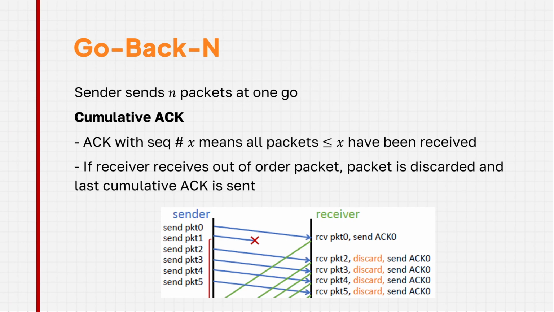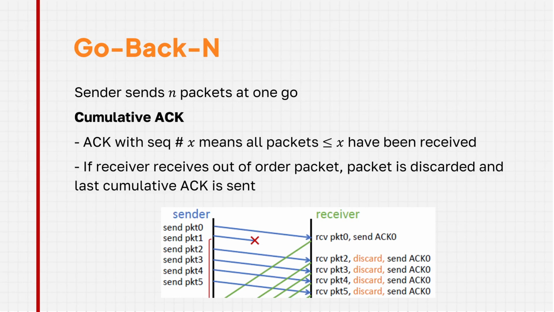Okay, so if the receiver receives an out-of-order packet, your packet is going to be discarded. That is the key part of Go-Back-N. So for example here, you send packet 0, the receiver will give you ACK 0. But packet 1 is lost. Then packet 2 comes in. Because packet 2 is out of order, you're going to discard this, then you will send ACK 0, because 0 was the last in-order item that you received. So it will still be ACK 0. Packet 3 comes, ACK 0, packet 4 comes, ACK 0, packet 5 comes, ACK 0.